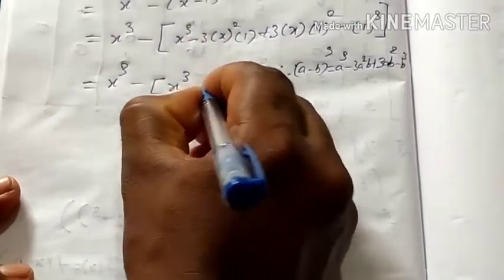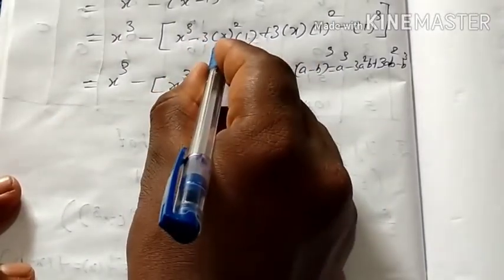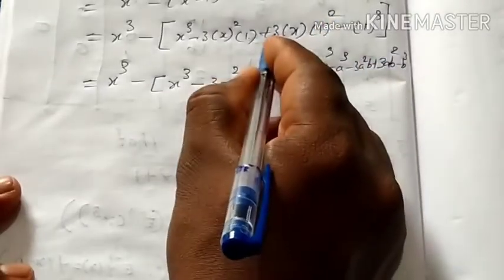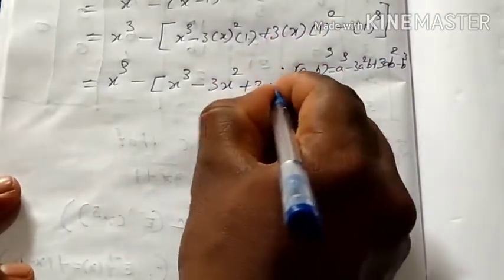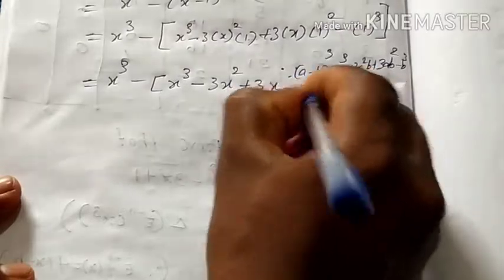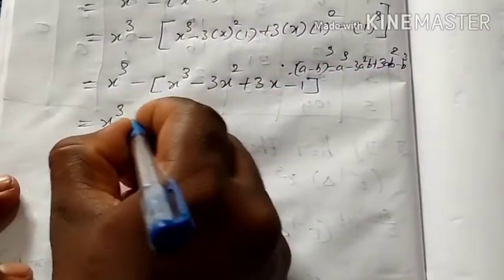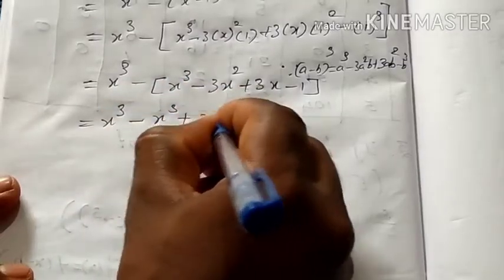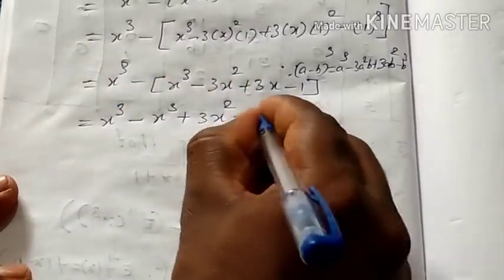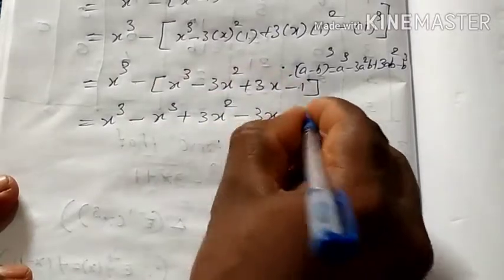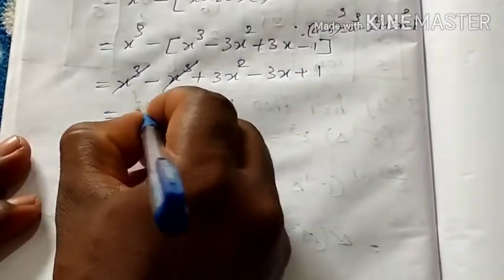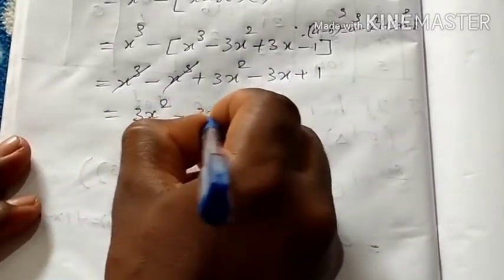minus into plus minus 3 ones are 3 into x square, 3x square. Okay, 1 squared is 1, so 3 into x, 3x, plus 3x minus 1 cube is 1. Okay, so x cube minus x cube minus into minus plus 3x square minus into plus minus 3x minus into minus plus 1. Okay, the plus x cube minus x cube are cancelled. Remaining terms are 3x square minus 3x plus 1.